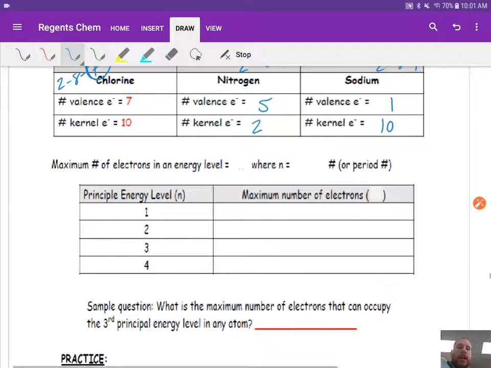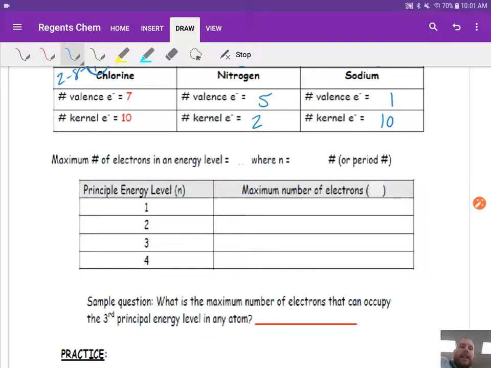All right. So the maximum number of electrons in an energy level, we use this little formula, 2n squared, where n is what we call the quantum number. Okay, quantum number. It's the same as the period number. Okay, so keep track of that. Principal energy level n, 1, 2, 3, 4. Okay, over here we're going to use our 2n squared formula. This allows us to figure out how many electrons each energy level can hold.